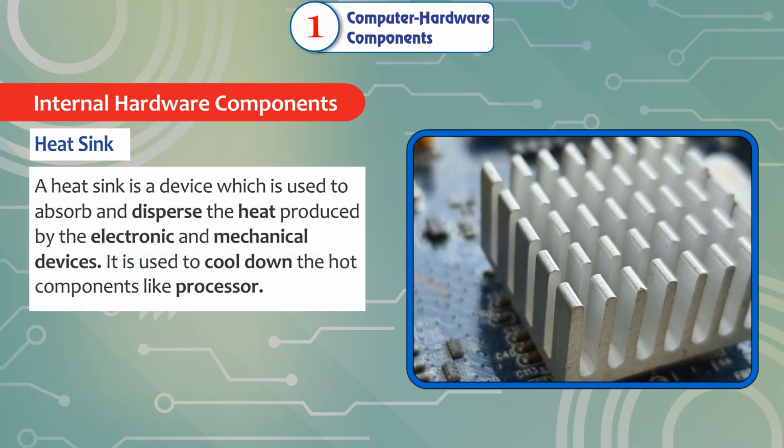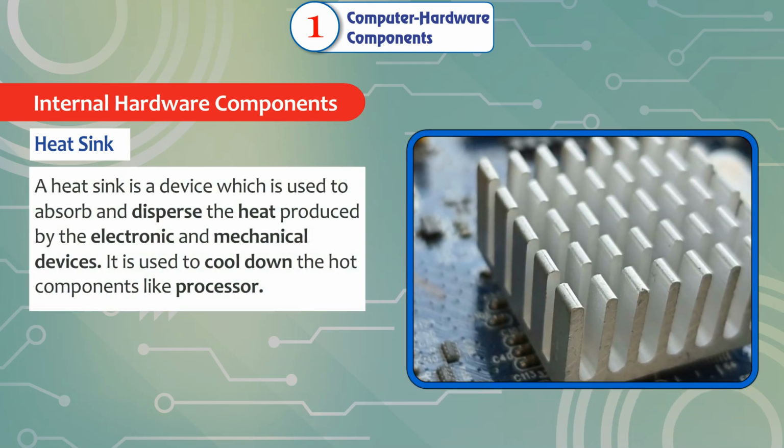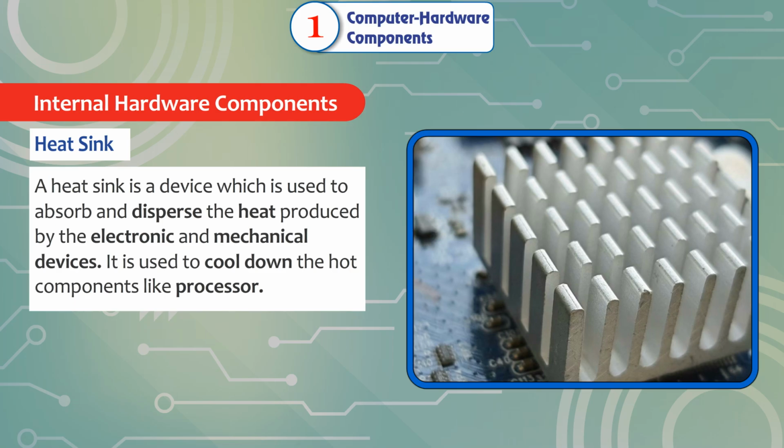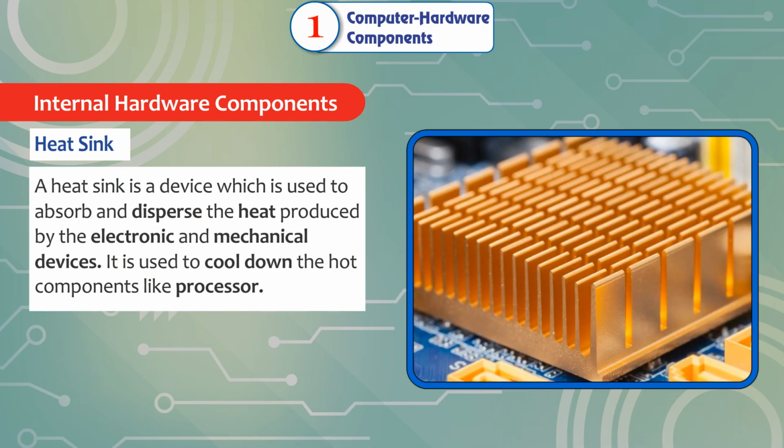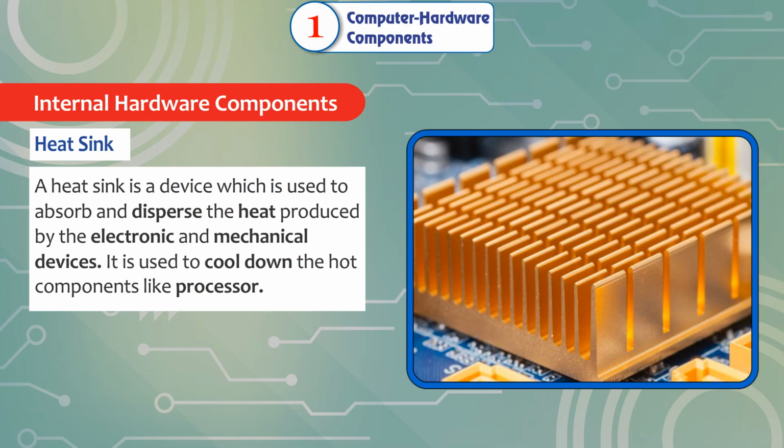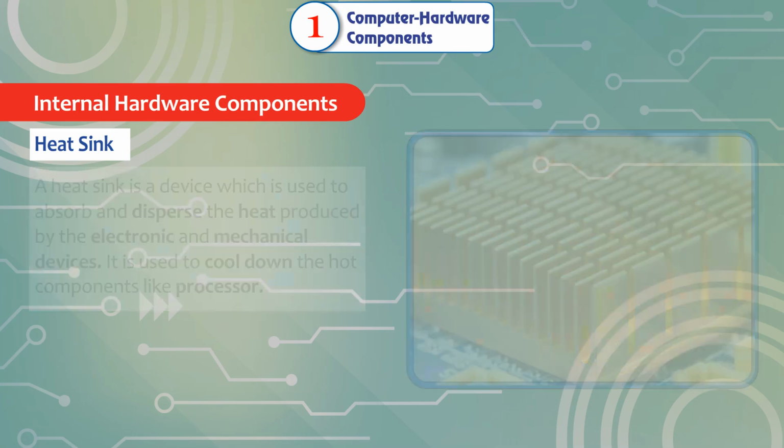Heatsink. A heatsink is a device which is used to absorb and disperse the heat produced by the electronic and mechanical devices. It is used to cool down the hot components like the processor.